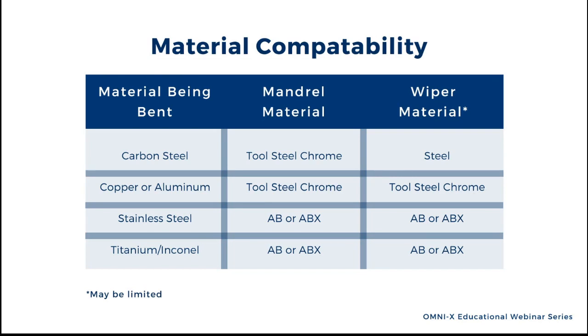The wiper die material recommendation depends on the type of tube being bent. For bending carbon steel tubes, steel wipers are recommended. For bending copper or aluminum tubes, chromed steel wipers are recommended. For bending stainless steel, Inconel, or titanium, aluminum bronze wipers are recommended.